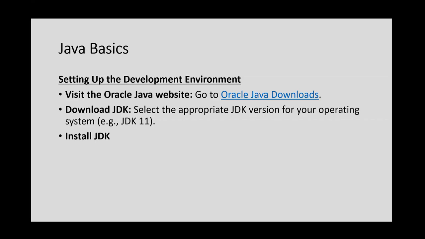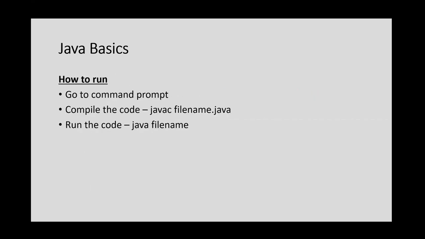Next, once you download the JDK, which is nothing but the Java Development Kit, it has the rich API, as I told you. When you download the JDK, you get everything you need from there. Once you download the executable file from the Oracle Java downloads, you then install the JDK.